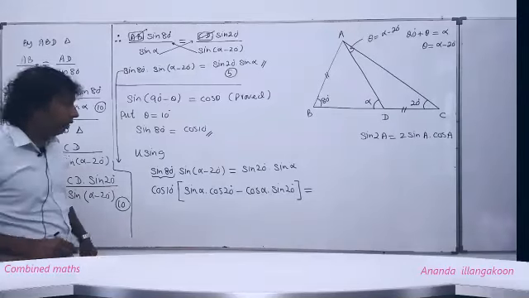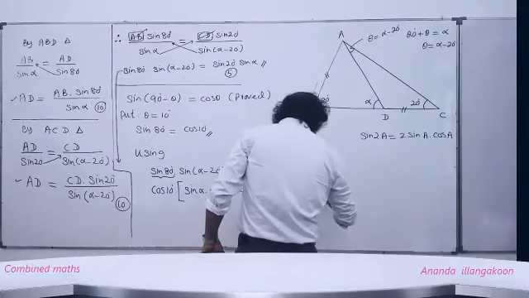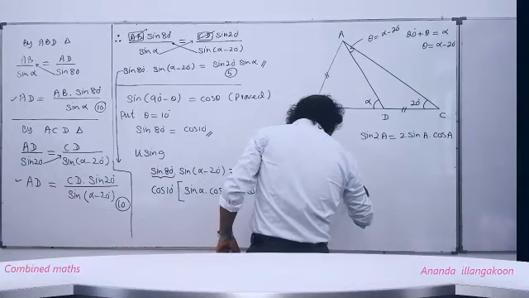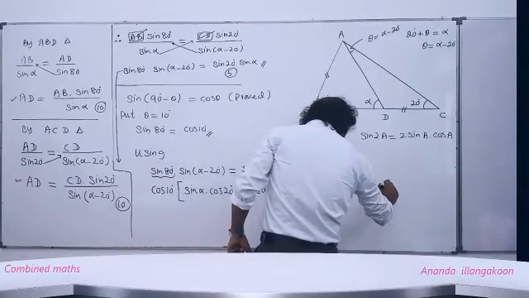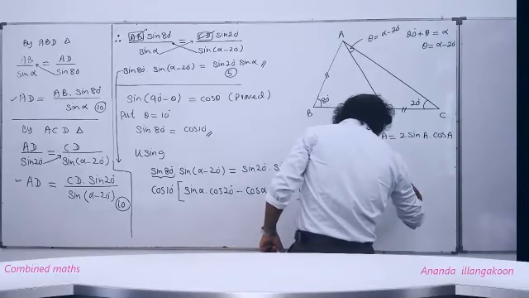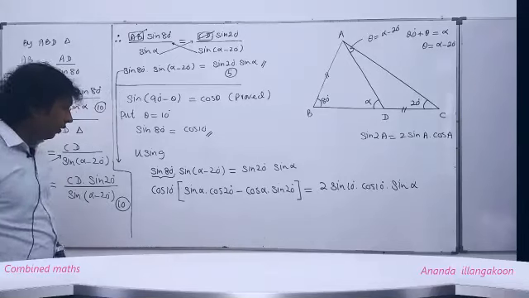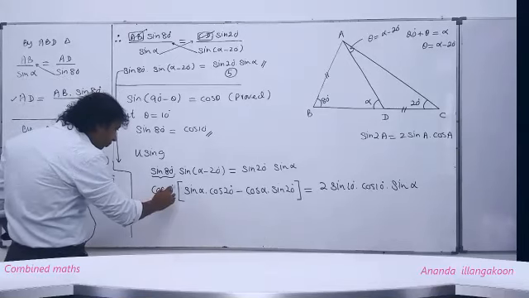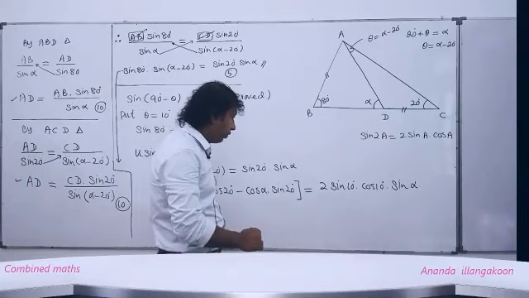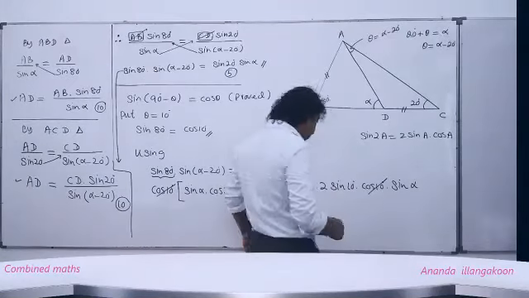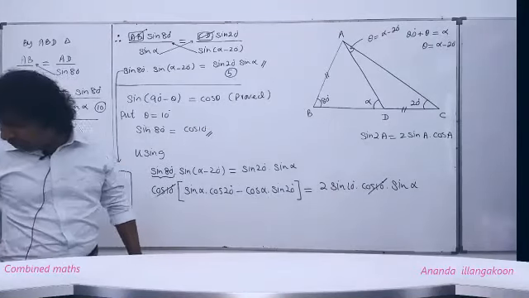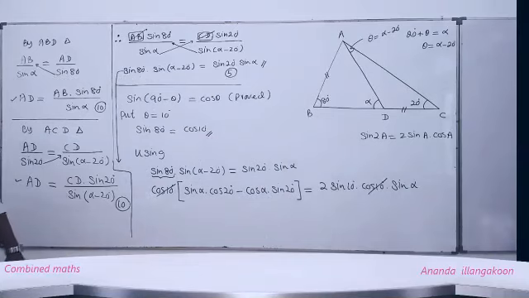Right? And then we get 2 sine 10 cos 10 into sine alpha. Then you can very clearly see here this cos 10 you can cancel down with this cos 10 on the right hand side. What is the question asking? Okay. Now tan alpha is asked.